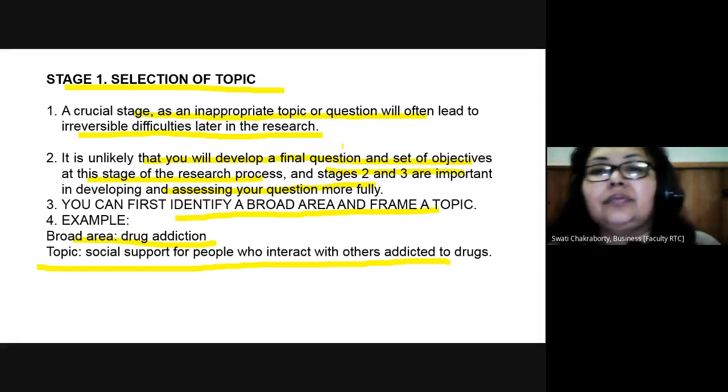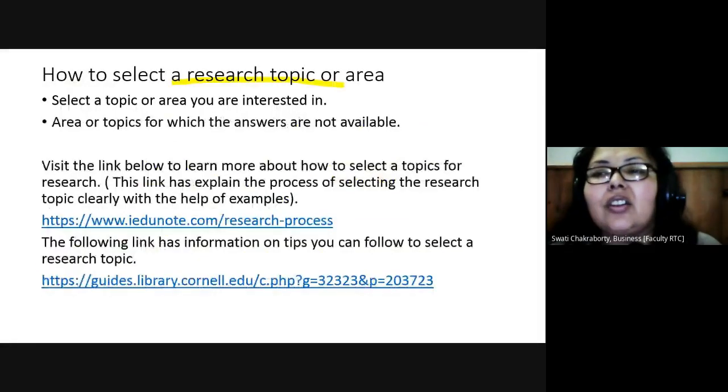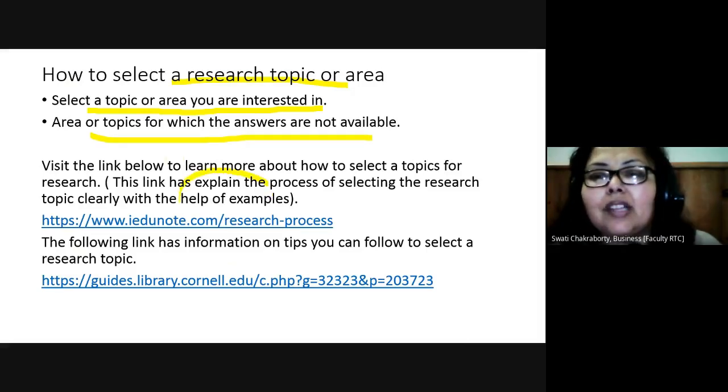Now, how do you select your research topic? You need to select a topic or area in which you are interested, or an area or topic for which the answers are not available. These are the websites which tell you about how to select your research topic.